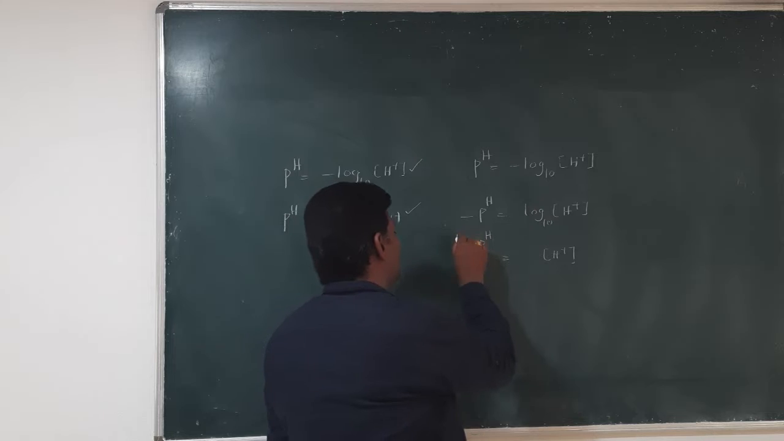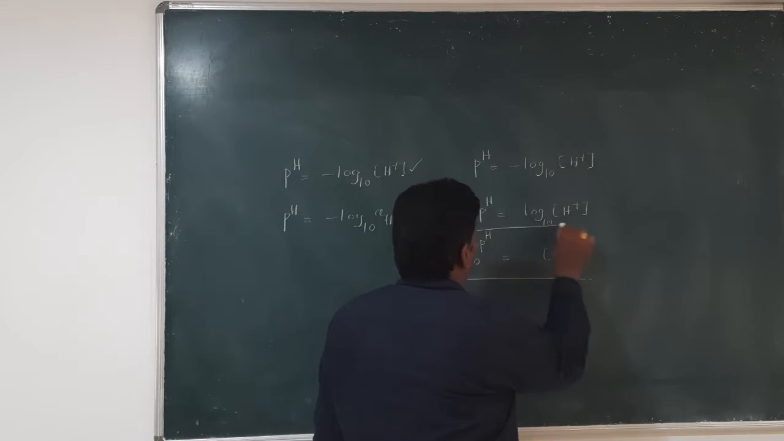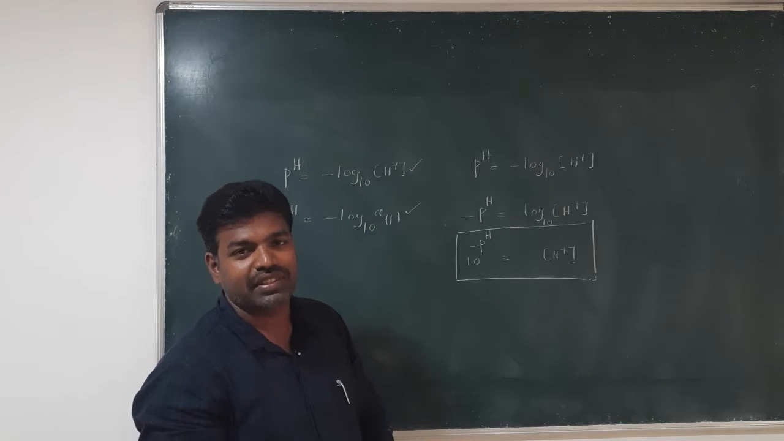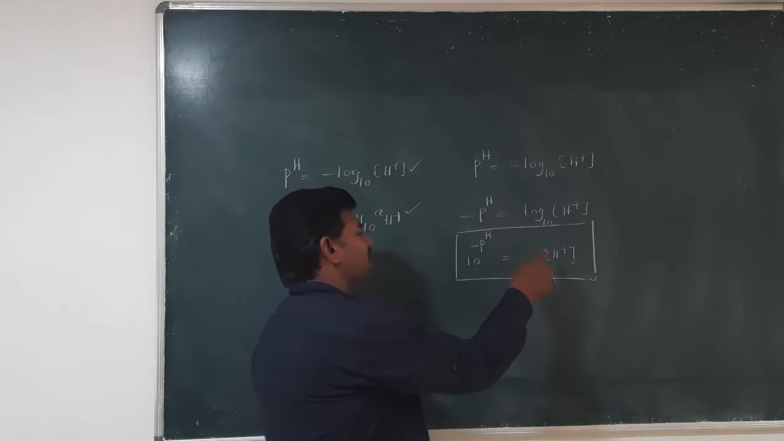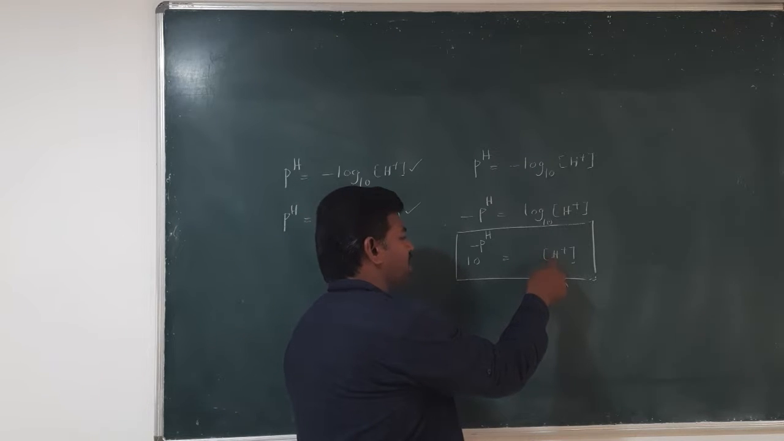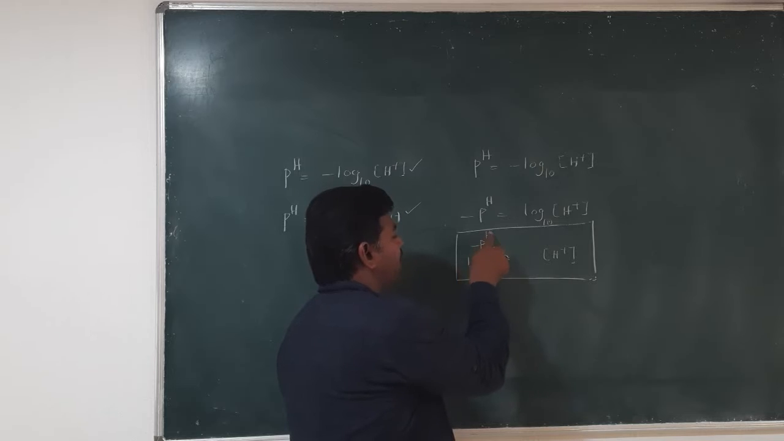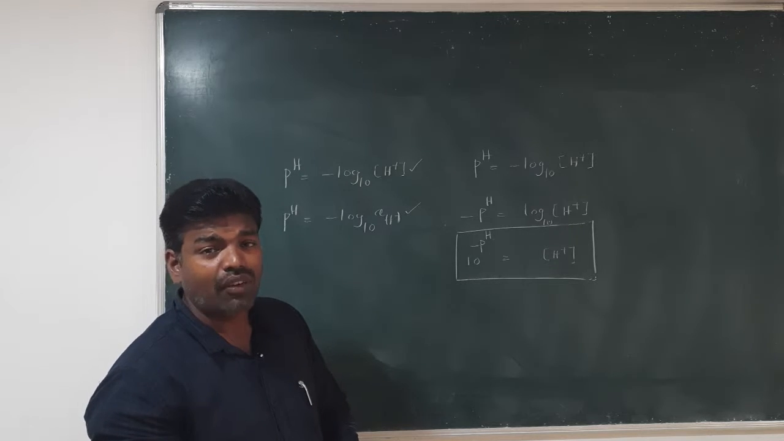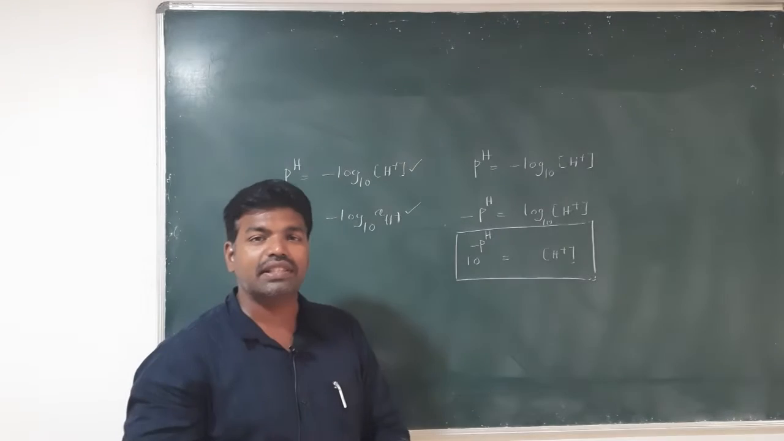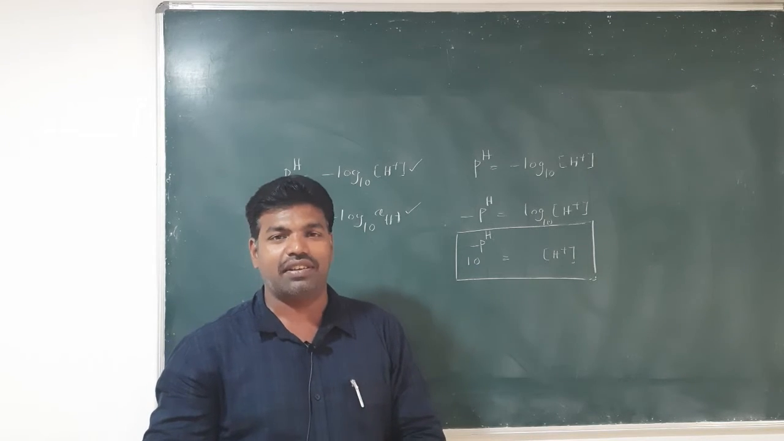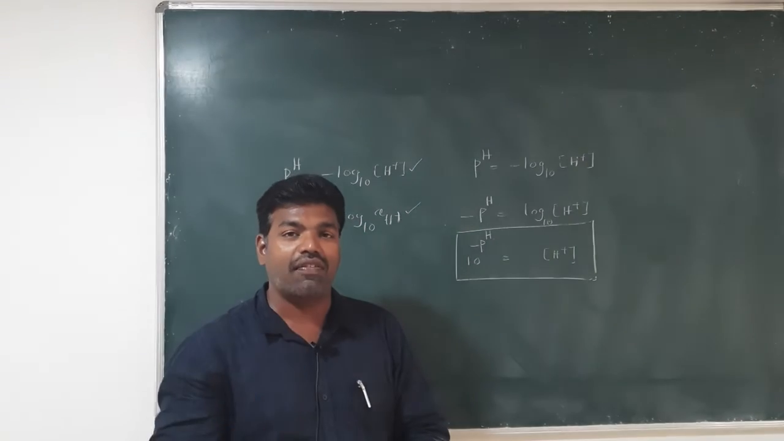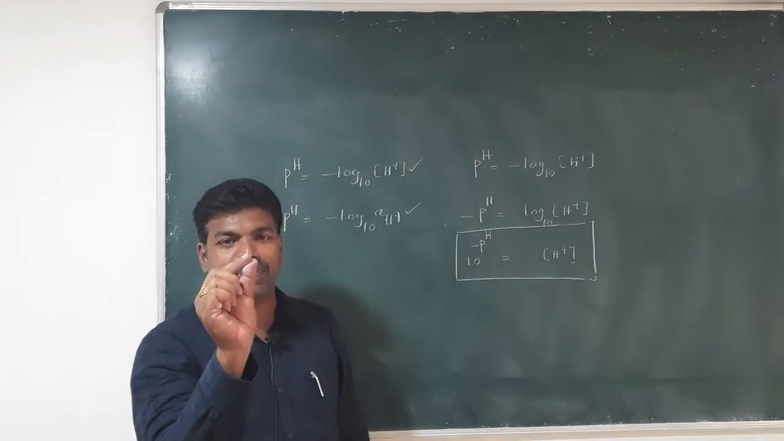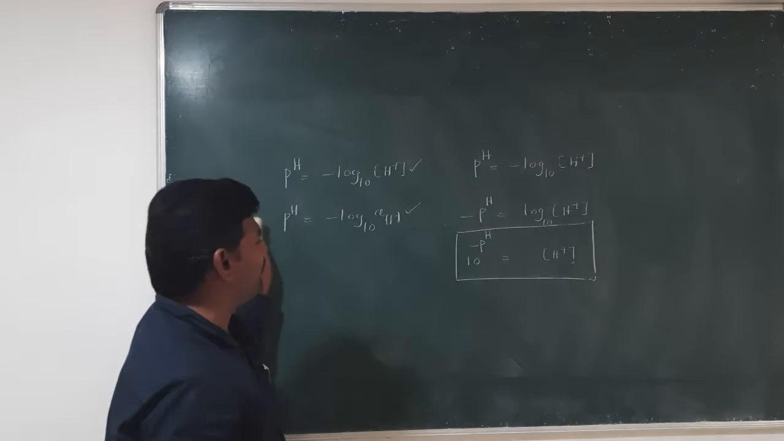This is a very important equation which allows us to calculate the pH of various solutions. If the concentration of H plus ions is equal to 10 power minus pH, then now we shall see the calculation of pH. There is a simple formula to calculate the pH of solutions.